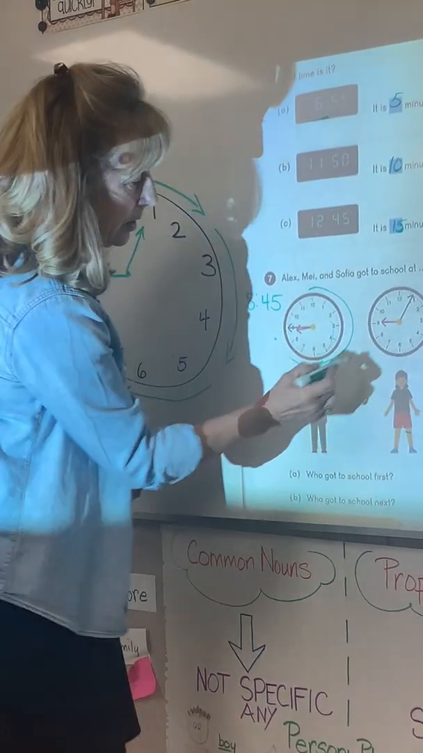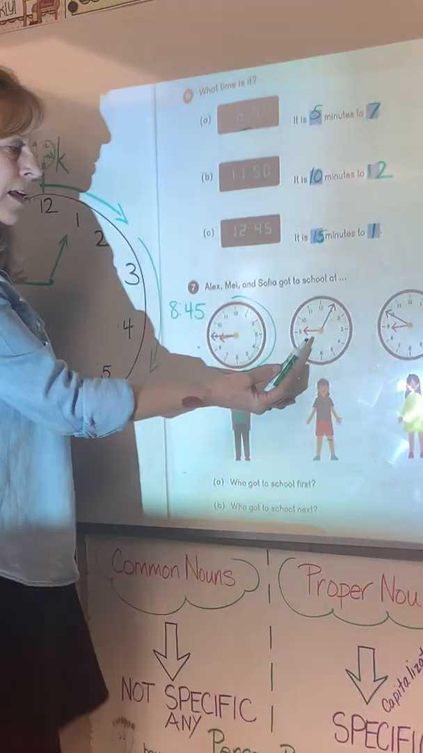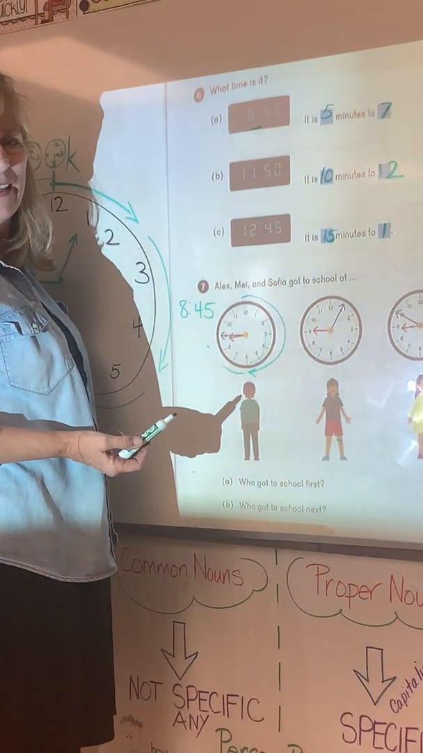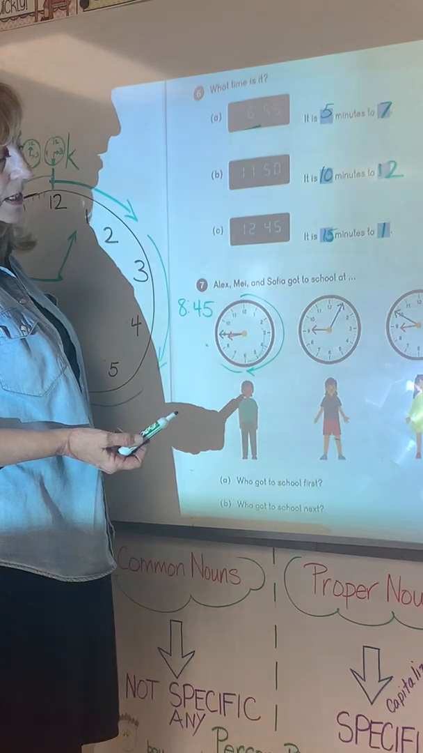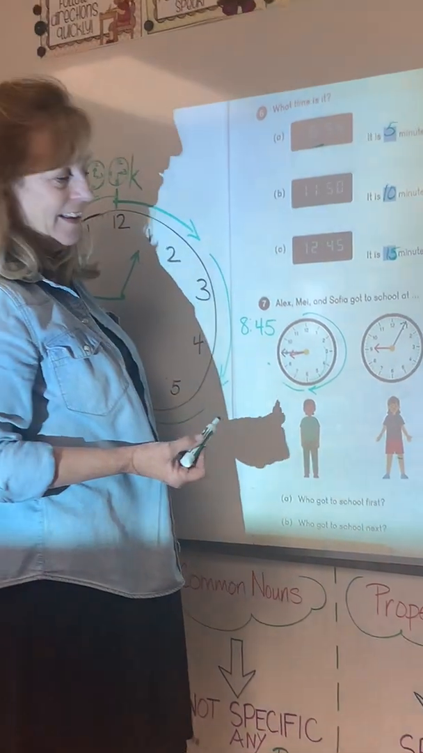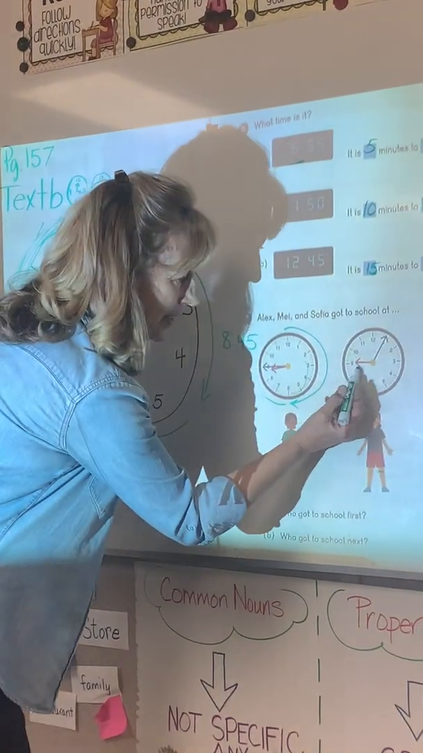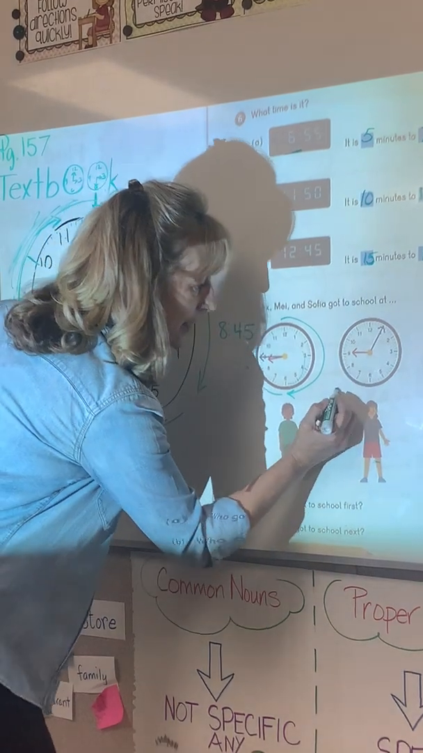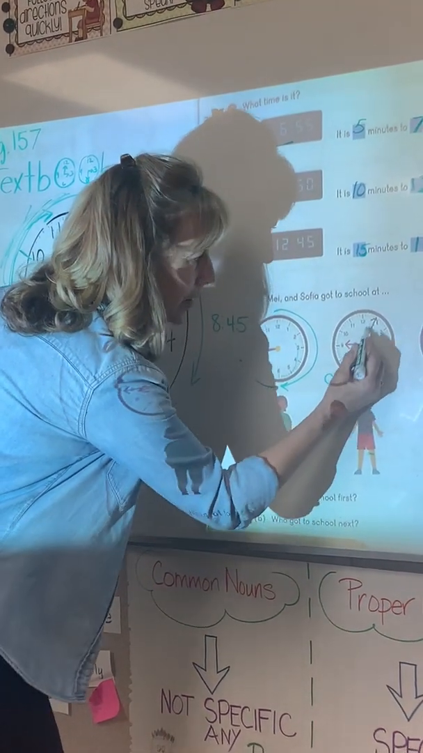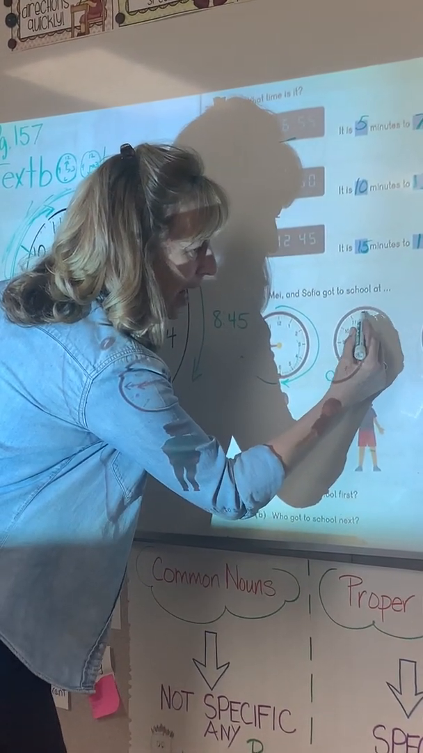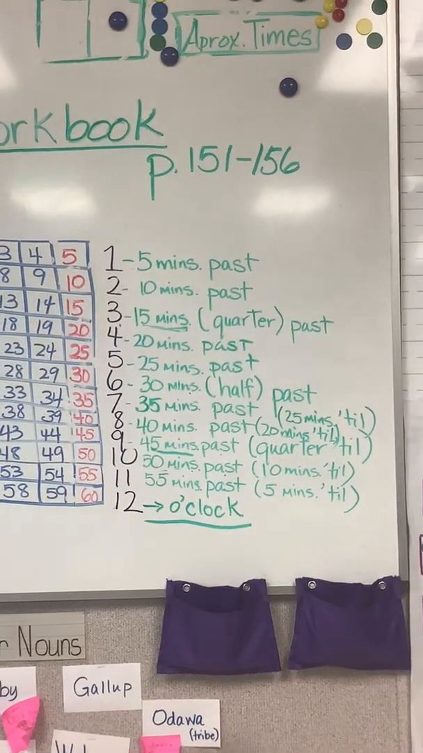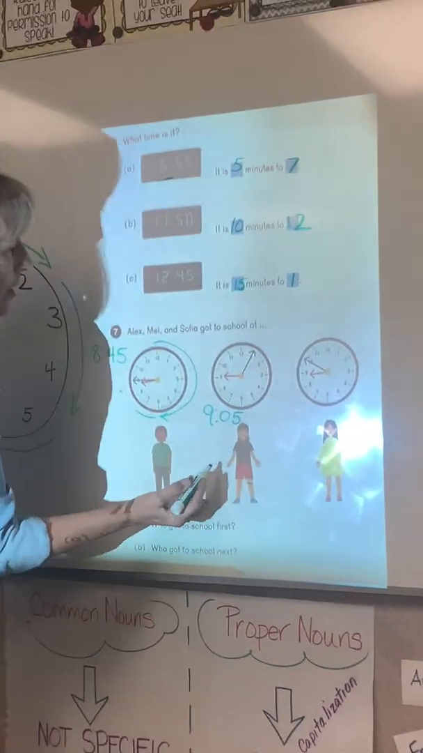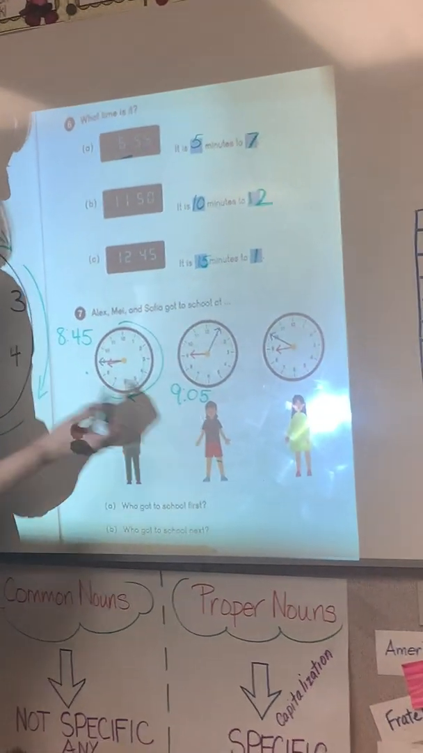All right, let's look at this one. What time is that? Can you tell me what time that is? You're right. Here's the hour hand. It's 9. And here's the minute hand. It's 5 minutes past. Number 1 is 5 minutes past. It's 9:05. So May got to school at 9:05.